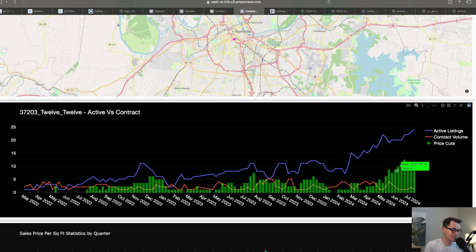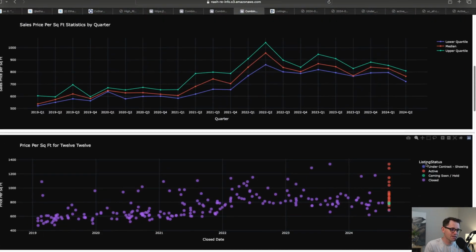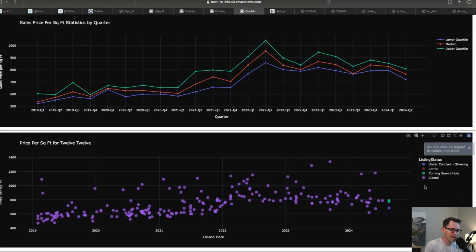And price cuts, lots of price cuts. So it's interesting to see this. We'll see, a lot of condo owners aren't distressed, or at least they haven't been. So we haven't seen the major price drops. Are we going to see the price drops on this? Let's take active out. You can see active and coming soon.